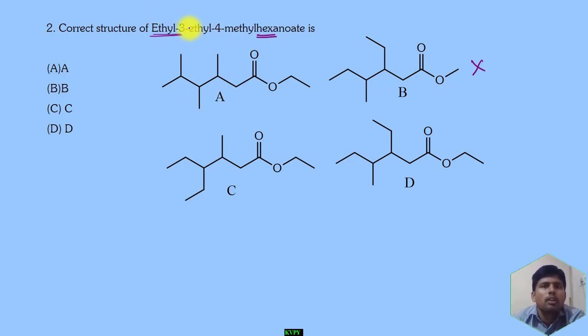So let us look at the substituents now. 3 ethyl. So 1 is here. First carbon is carbonyl carbon. 2, 3. 3 ethyl. So this is ruled out. This cannot be. Then 1, 2, 3. This is also ruled out. That's all. So 3 ethyl, 4 methyl. So it's option D. So fourth option is the correct answer. Next.